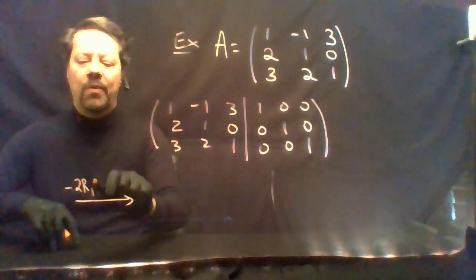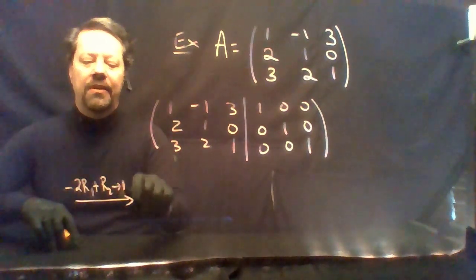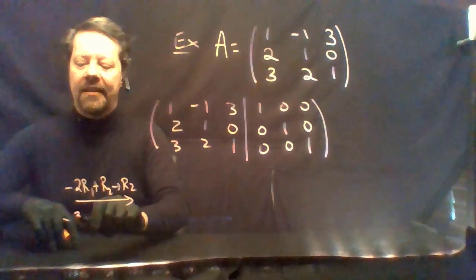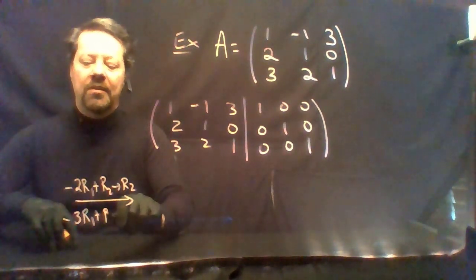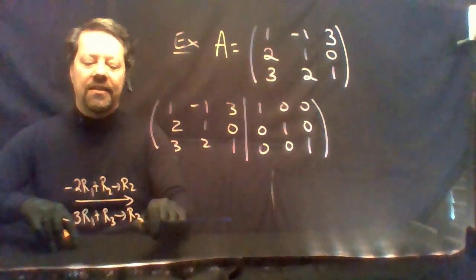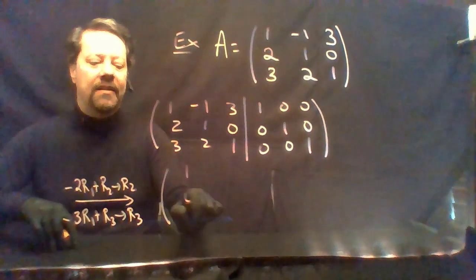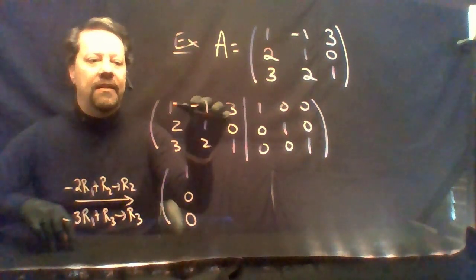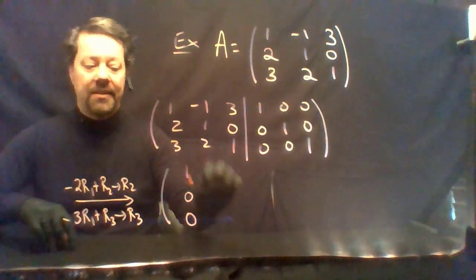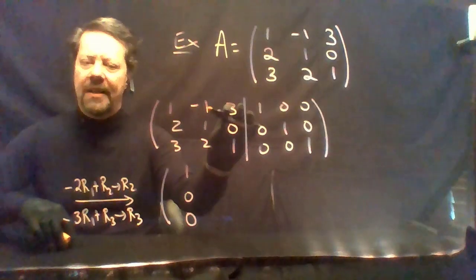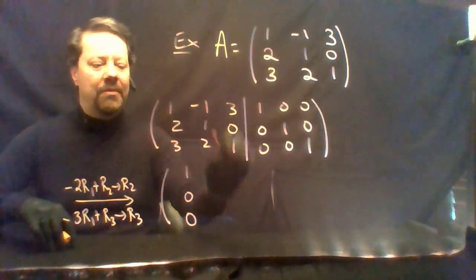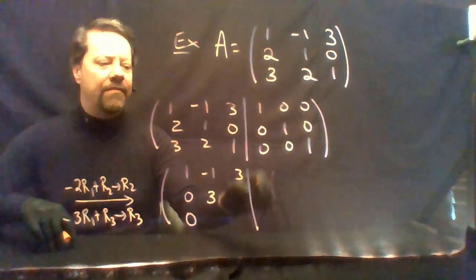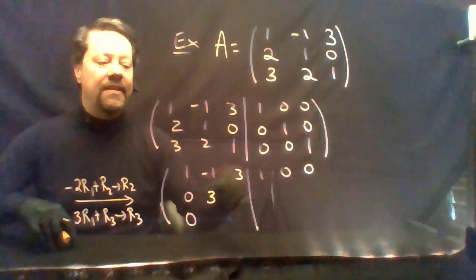-2 times row 1 plus row 2 yields a new row 2. That'll put a 0 under this leading 1. And -3 times row 1 plus row 3 yields a new row 3. That'll give us zeros underneath this leading one in the first row. -2 times this plus this is 0. -2 times -1 is +2, plus 1 is 3. We're not changing the first row, and that's the only row that we're not changing.